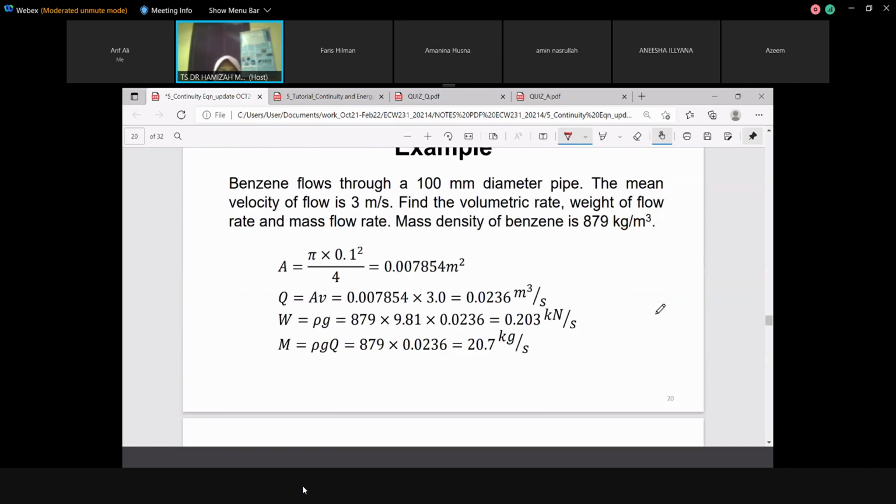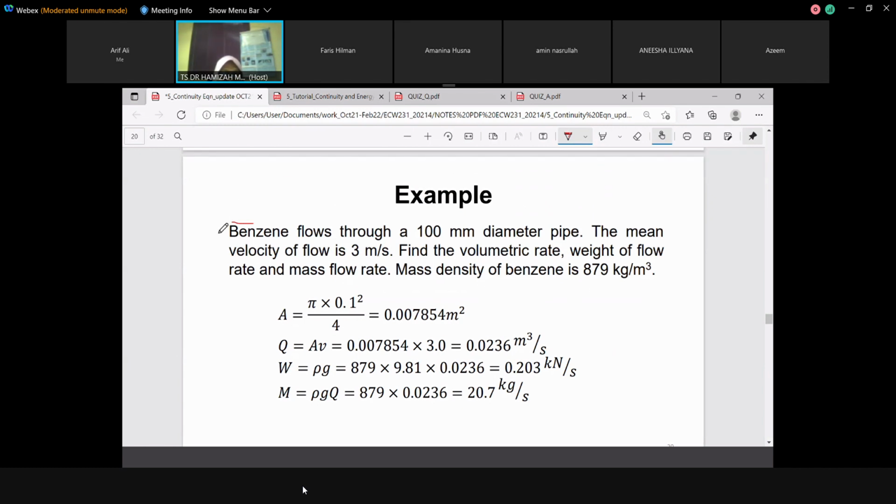Okay, one of the examples, the fluid here is benzene. So it means that inside the pipe we have the benzene and the size of the pipe ialah 100 mm diameter. So the velocity of the benzene flow ialah 3 meter per second. So this question asks you to find the three type of flow rate tadi. Volumetric, Q, weight flow rate, W, and also the mass flow rate, M. Okay, given that the density of the benzene is 879.